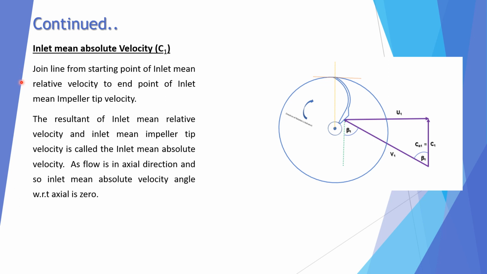Inlet mean absolute velocity c1: join a line from the starting point of inlet mean relative velocity, this one, to the end point of inlet mean tip velocity, this one. So this is the c1. Resultant of the inlet mean relative velocity and inlet mean impeller tip velocity is called the inlet mean absolute velocity. As flow is in axial direction, inlet mean absolute velocity angle with respect to axial will be 0.